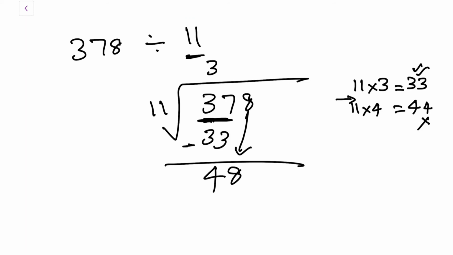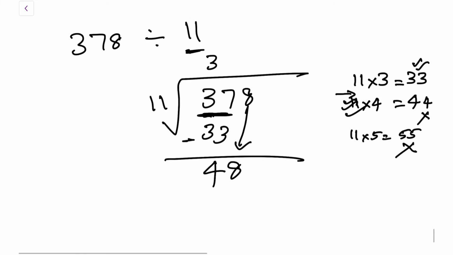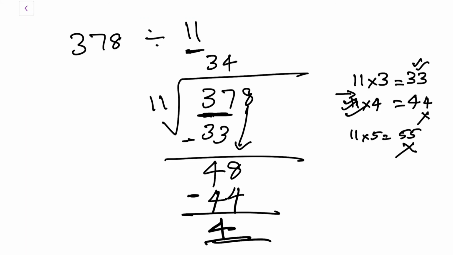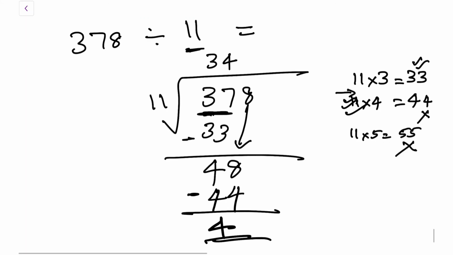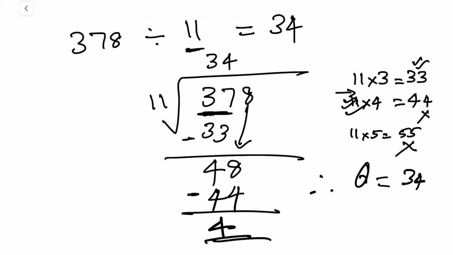Bring your 8 down. What is 11 into 4? 44. 11 into 5 is 55. Again, we cannot take 55 because 48 is less than 55. So we go with 11 4s are 44. 48 minus 44 is 4. So we get the answer as 34. So from here we can see that the quotient is 34, this one, and the remainder is 4.